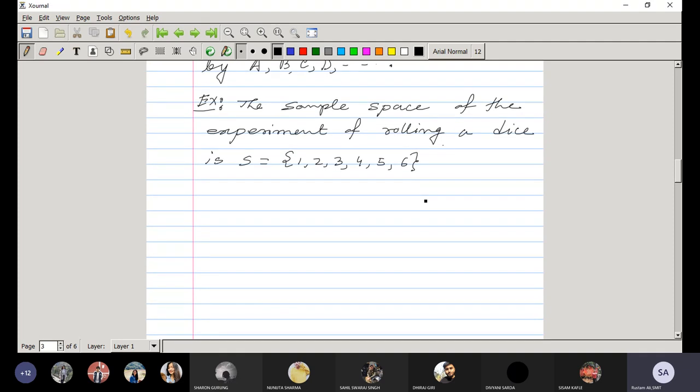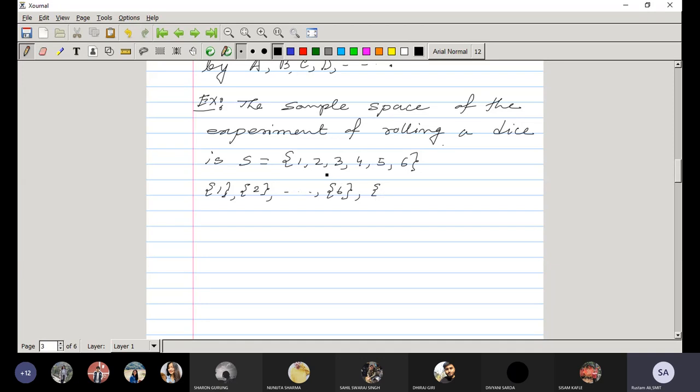Now the single 1 is A; suppose A is equal to {1}, that is the occurrence of the face 1. Obviously A is a subset of S. So I'm writing in this way: occurrence of 1, 2, up to 6, then the event faces.